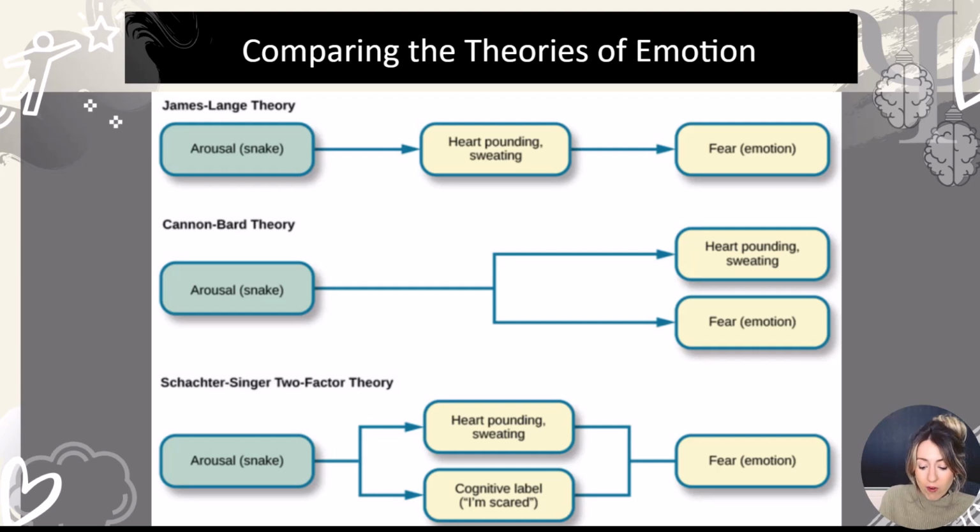Does the body come first? Does the body and the brain happen simultaneously? Do you have to label the situation, right? And each of these theories is correct based on different emotional situations, right?